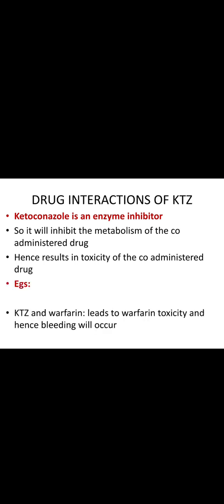Then coming to the drug interactions of ketoconazole, it is an enzyme inhibitor. So it will inhibit the metabolism of co-administered drugs, which results in toxicity of the co-administered drug. Example: ketoconazole with warfarin. Warfarin metabolism is inhibited by ketoconazole, which causes increased warfarin level in blood and results in bleeding.